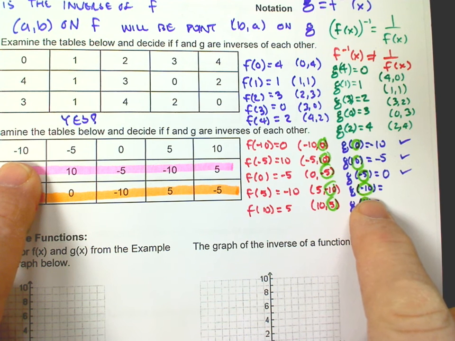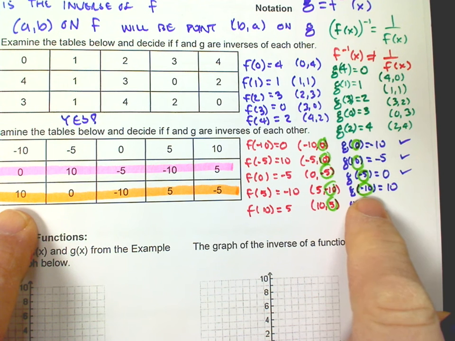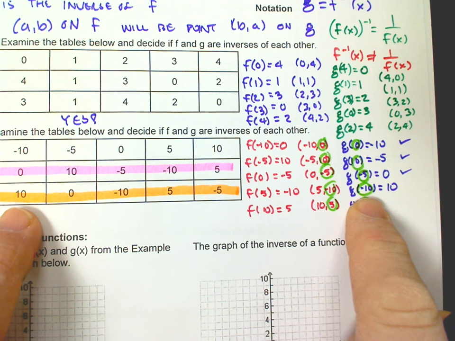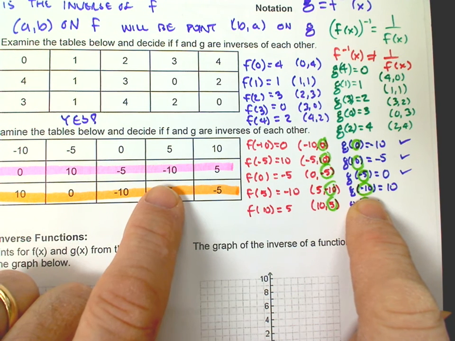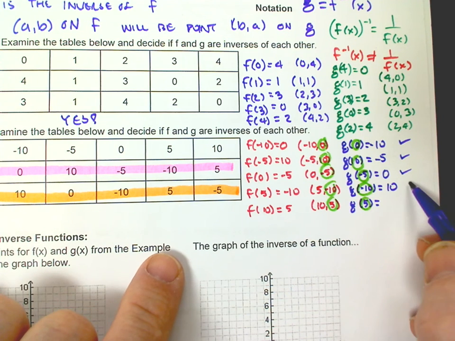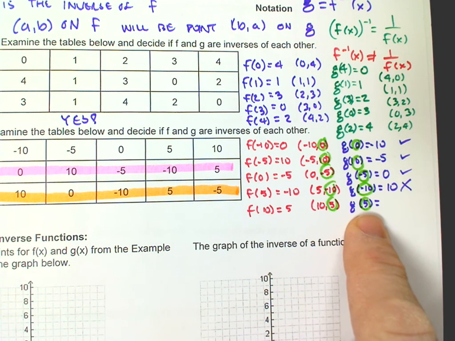-10. And we get a +10. We read that right? -10, 10. We were supposed to get 5. -10 was from the 5. Wah, wah, wah. Is this going to be an inverse? No, not at all. Okay, don't even need to check the last one.